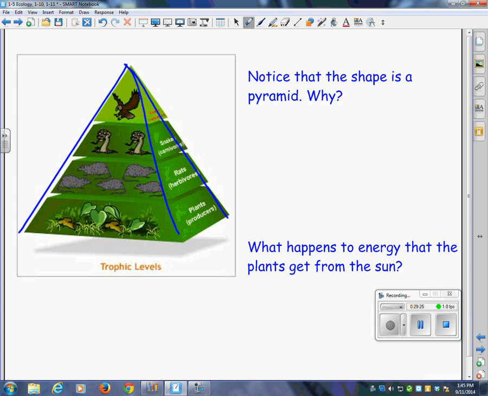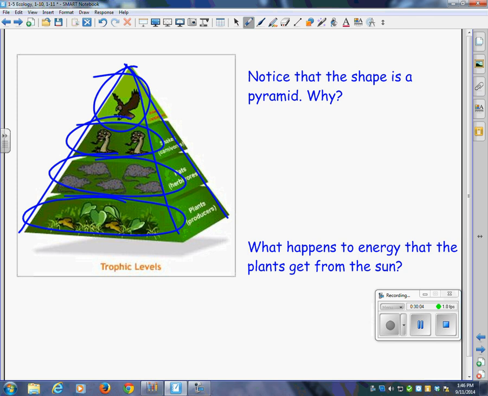I'll give you a hint. How much grass is there down here? A lot, right? There's a lot of plants. How many rats are there? Sort of a lot. And in the picture, it certainly shows that there's 5 rats, and then those guys feed 2 snakes, and it all feeds 1 hawk. Why is it a pyramid? Because there's more on the bottom than there's on the top. More organisms at the bottom, less organisms at the top.